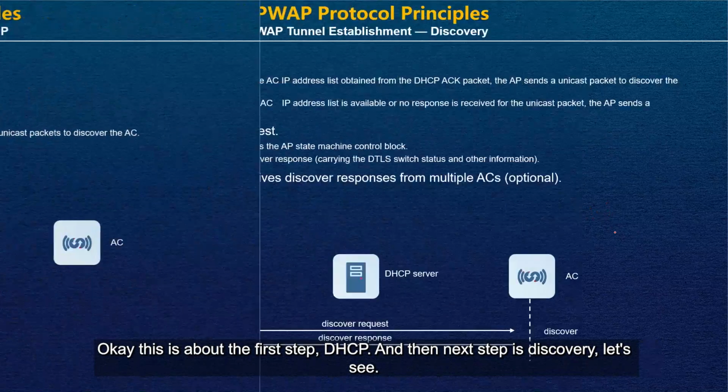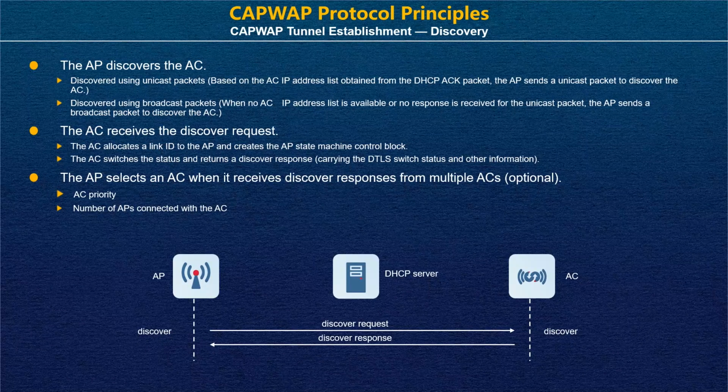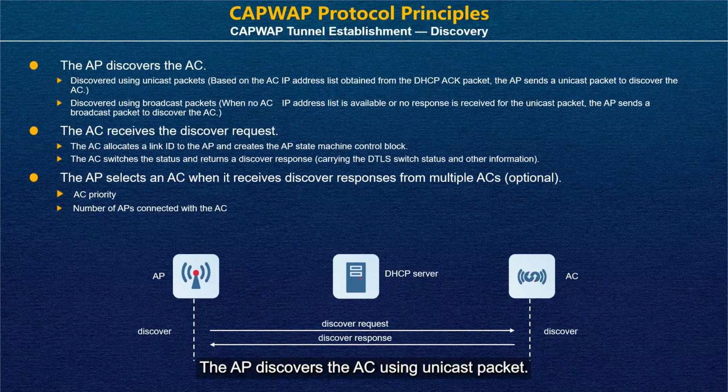DHCP. And then the next step is discovery. Let's see it. The AP discovers the AC using unicast packet.